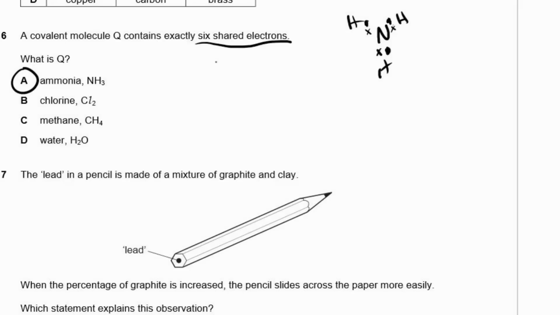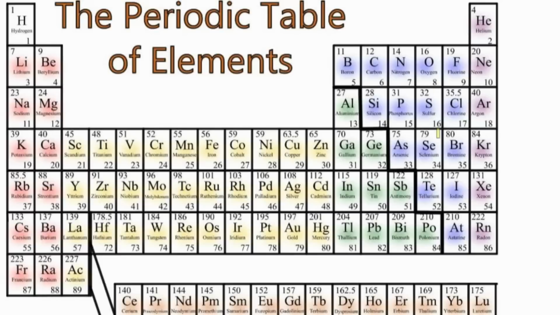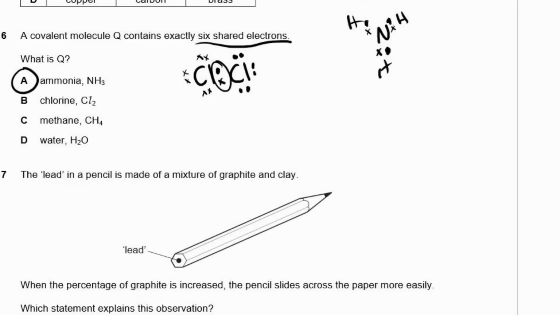Okay, but just looking at the other ones, we have Cl2, Cl, Cl. Now, they all have to have full valence shells. So we put X's around this one, dots around this one, and we'll have 1 dot and 1 X, and these ones will be shared. And looking at the periodic table, chlorine is in group 7. It's missing 1 electron from its outer shell, so that makes sense. So it's not chlorine.